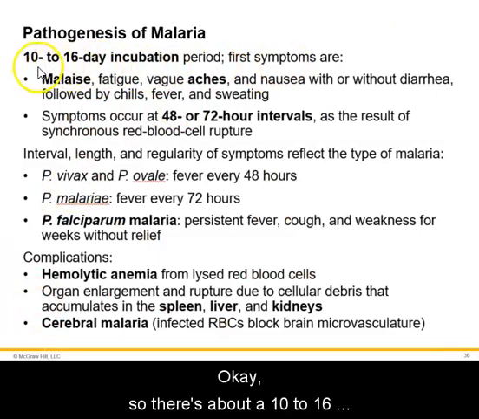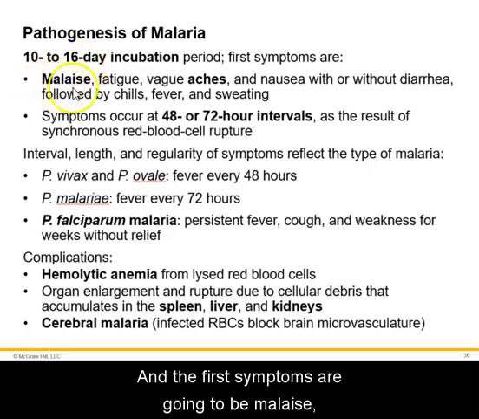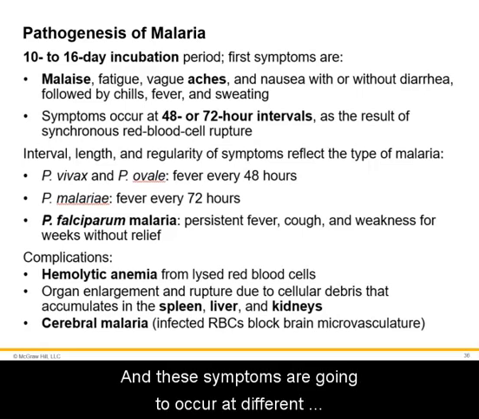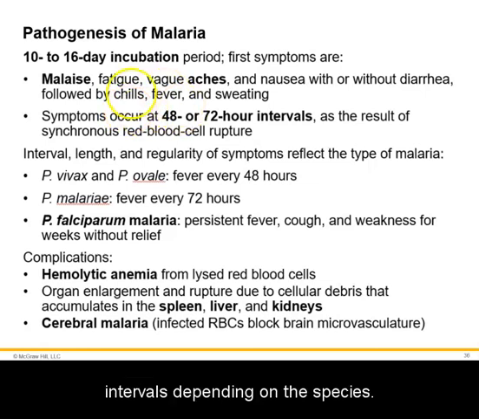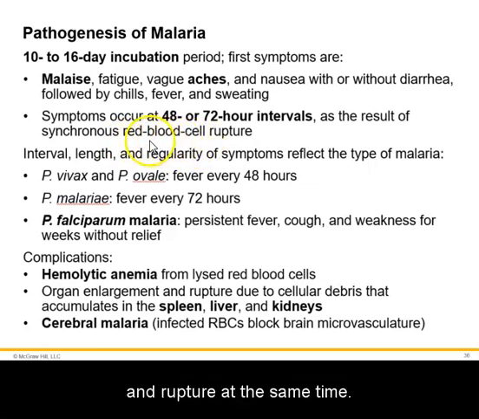Okay, so there's about a 10 to 16 day incubation period for malaria, and the first symptoms are going to be malaise, fatigue, aches, and nausea, followed by chills, fever, and sweating. And these symptoms are going to occur at different intervals depending on the species, but generally at 48 to 72-hour intervals. And this is because those red blood cells all tend to swell and rupture at the same time.